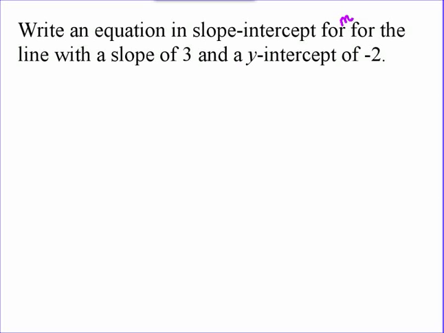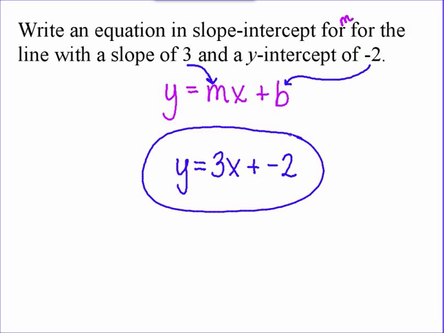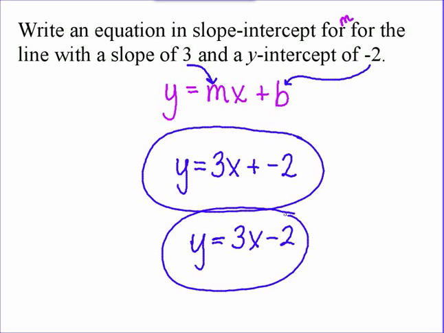So, slope-intercept form, if you remember, y equals mx plus b. So now all I'm going to do is substitute in what I know. I know that the slope is 3 and the y-intercept is -2. So my equation will be y equals 3x plus -2. That is one way that you could write that. Another way you could write that is y equals 3x minus 2. Now either of those is acceptable. Doesn't matter which one you answer. Whatever one you want.